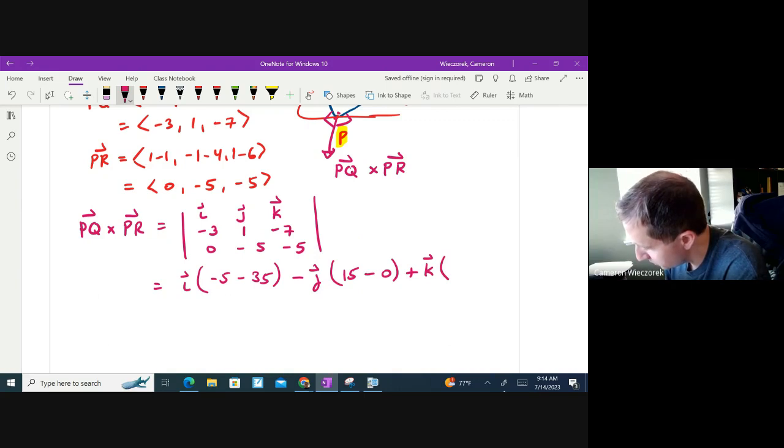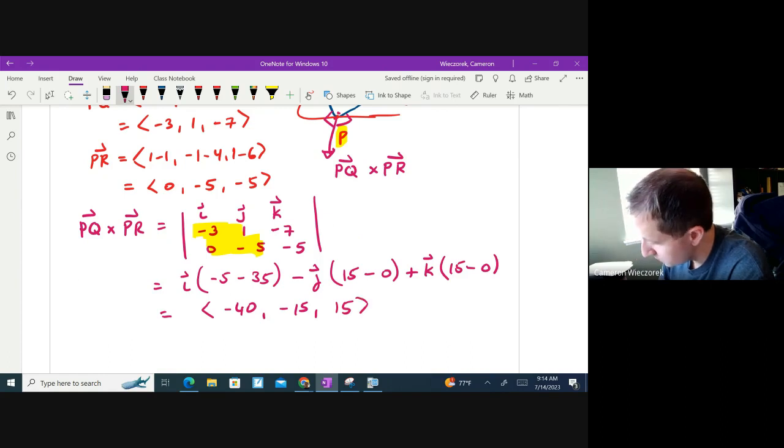Cross off first row, third column, and I'm left with this little submatrix, -3, 1, 0, -5. And so I'm left with -3 times -5 would be 15, minus 0 times 1 would be 0. So we end up with -40, 15 times -1 would be -15, and 15. Perfectly acceptable answer. This vector would be perpendicular to that plane.